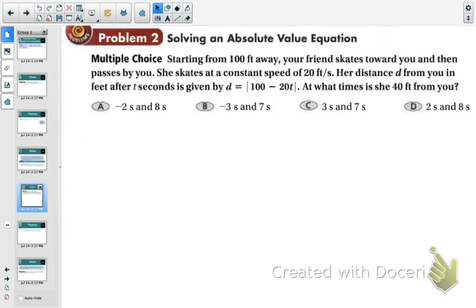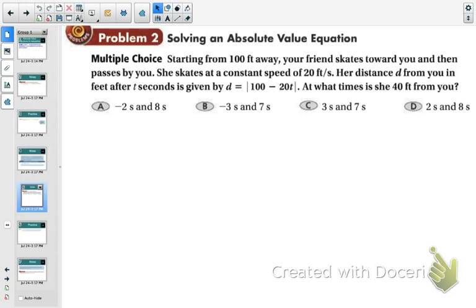Okay, so in this one, it says starting from 100 feet away, your friend skates toward you and then passes you. She skates at a constant speed of 20 feet per second. Her distance d from you in feet after t seconds is given by the equation d equals absolute value of 100 minus 20t. At what time is she 40 feet from you?